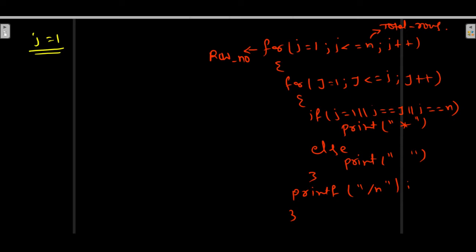i is less than or equal to n. And in our case, what was n? n was 6, right? So 1 is less than or equal to 6. This is true, right? So the control will go to this for loop.